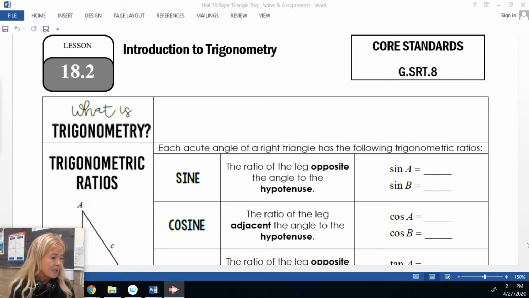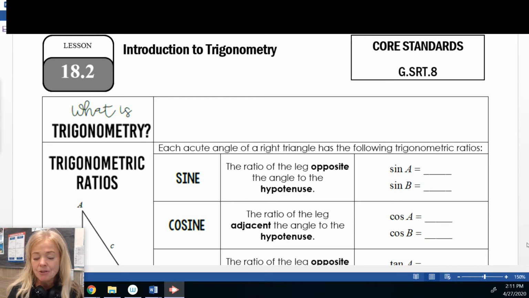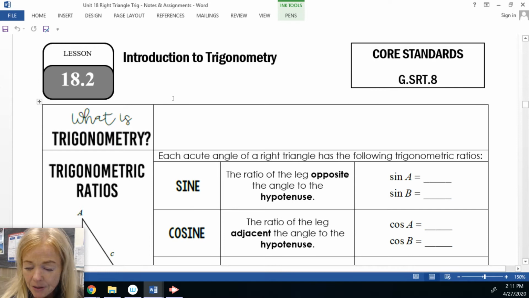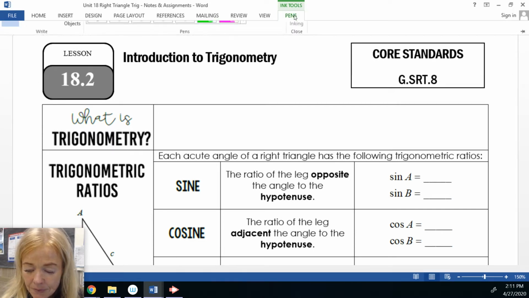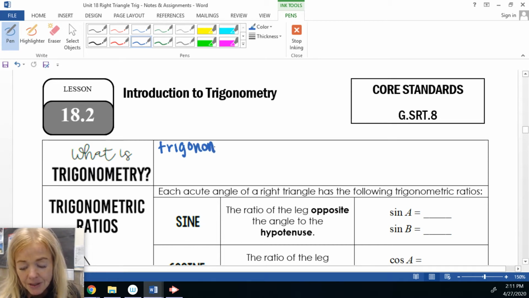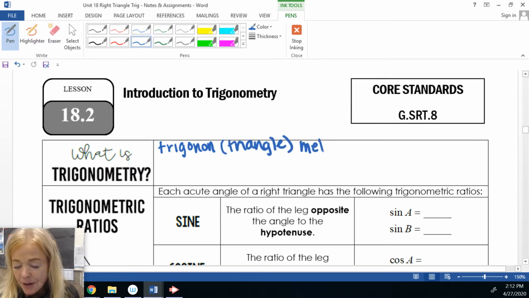Well, trigonometry comes from a 16th century Latin derivative from the Greek word, I need a pen. Okay, so if you look at the word, trigonon in Greek is triangle, and metron is a Greek word for measure.